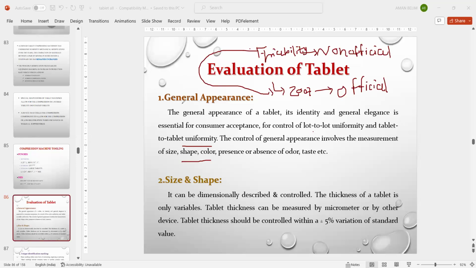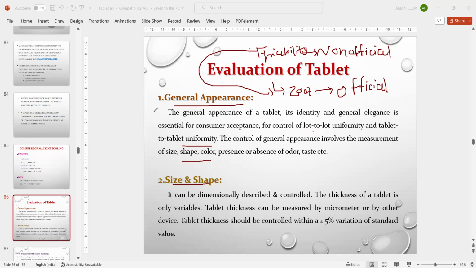Now the non-official tests, which are non-pharmacopoeial tests, include hardness, then appearance, its size, shape. Okay, hardness, its general appearance, size, shape, and color. These are what you can call morphological tests. Okay, these are non-official, which means they concern its morphology, that is how the tablet's shape, its appearance, its color, its hardness are. These are all covered under the morphological tests. Okay, so those are the non-official tests, right?